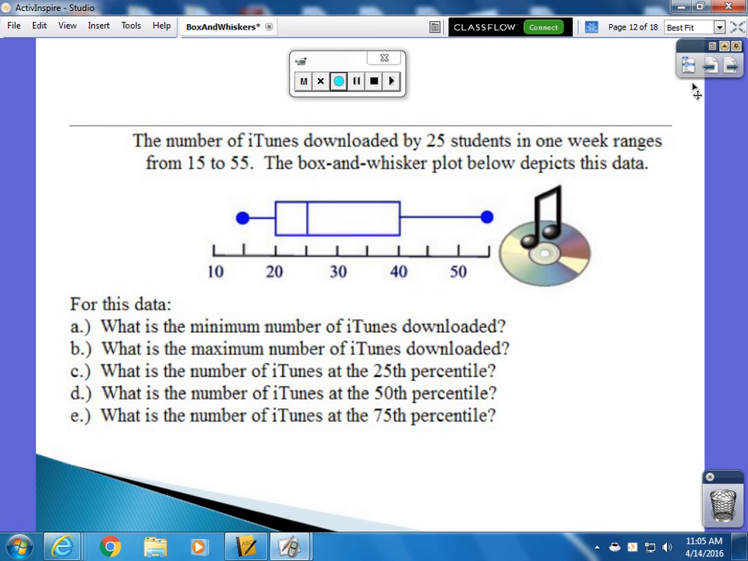And all you know is that 1/4 of the students downloaded that or less. No, downloaded 20, sorry. What's the number of iTunes at the 50th percentile? It's 25. And the number of iTunes at the 75th percentile is 40. And you can see the top half of the box is more spread out. Therefore, that's a bigger range.